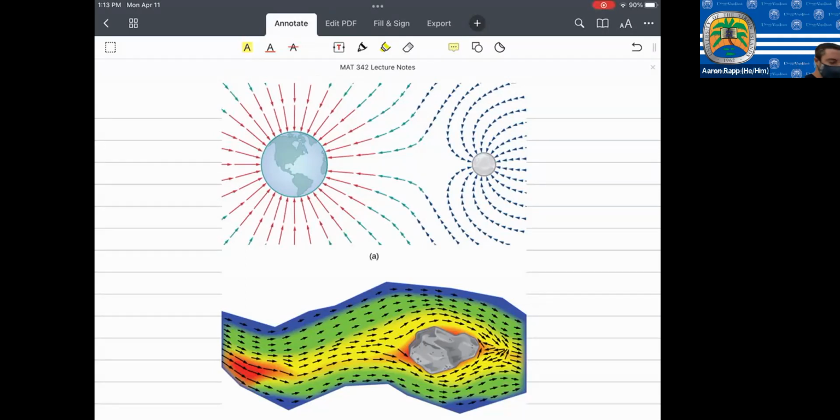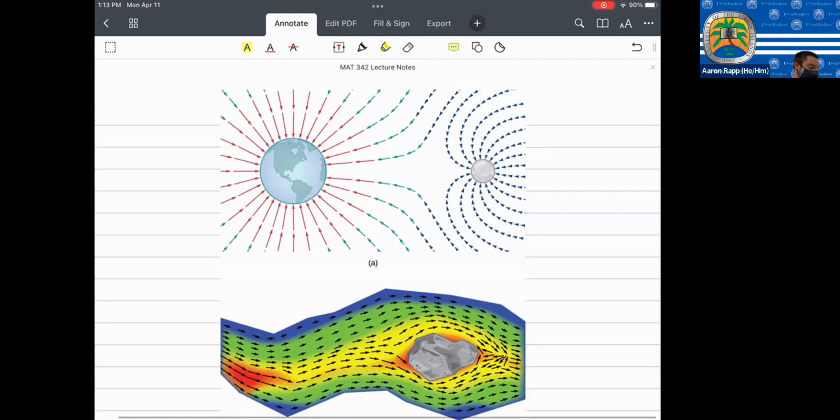Can just say that. So this is what vector fields look like, right? Every point in this domain, you just assign a vector, and each vector is going to have its own different magnitude and direction. So the question is, how do we represent this?